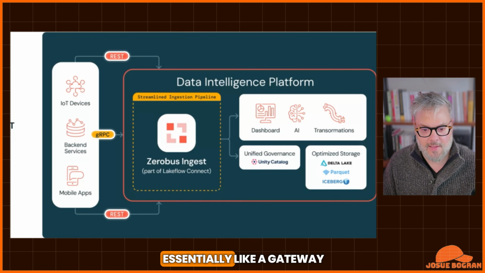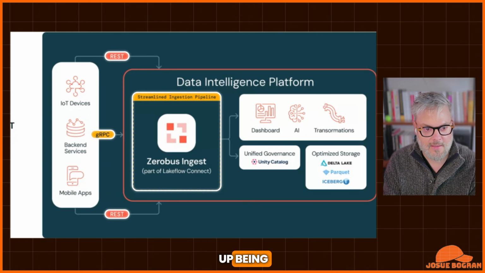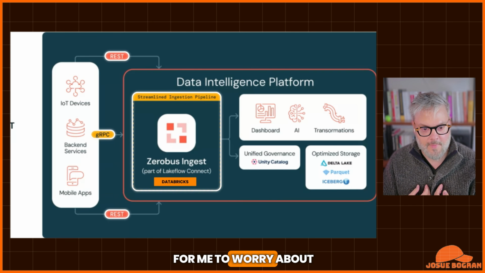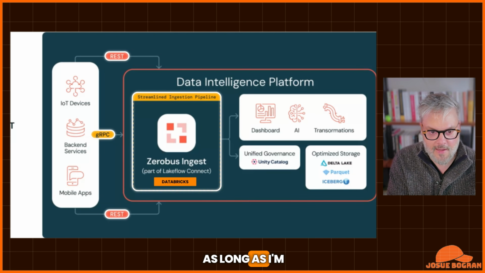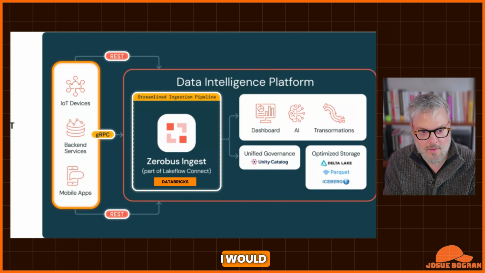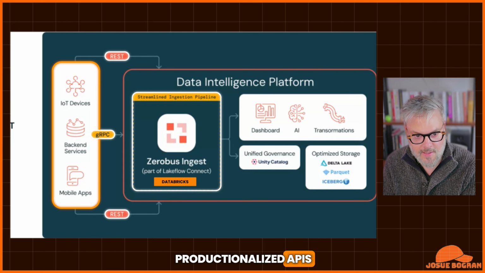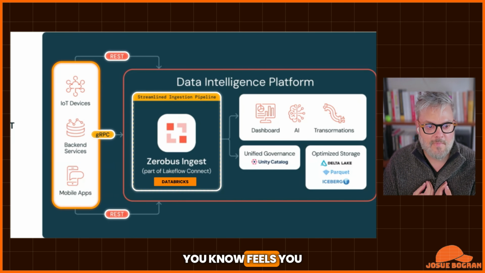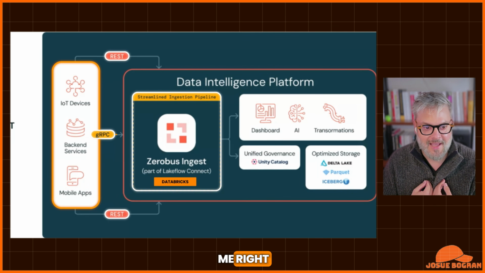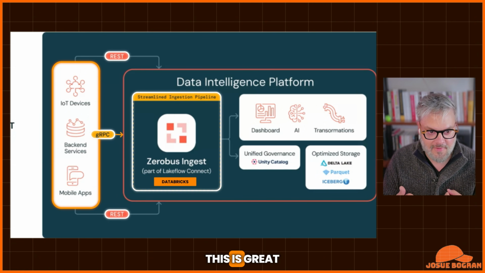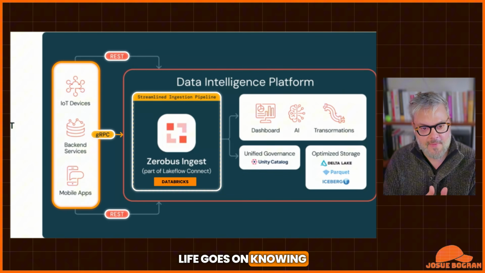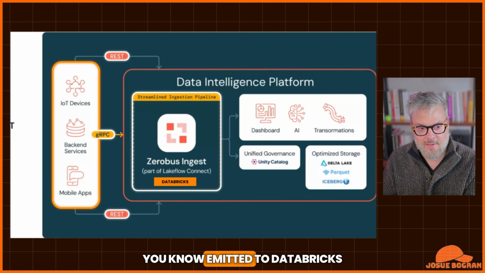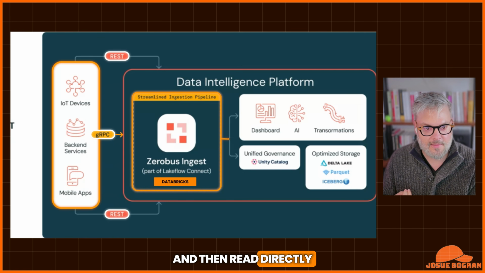So if I have essentially a gateway and that gateway ends up being managed directly by Databricks, there's again no infrastructure for me to worry about. That also means that as long as I'm creating APIs in the way that I would any other productionalized APIs, I can just send data in a way that doesn't feel foreign to me, right? I'm going to send data. I'm going to get back an acknowledgement.